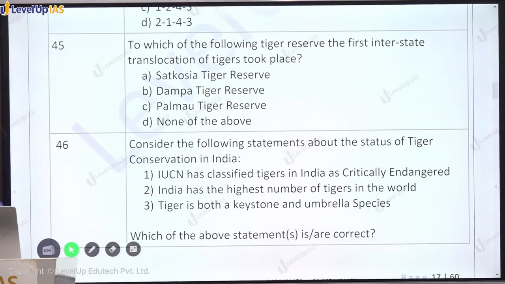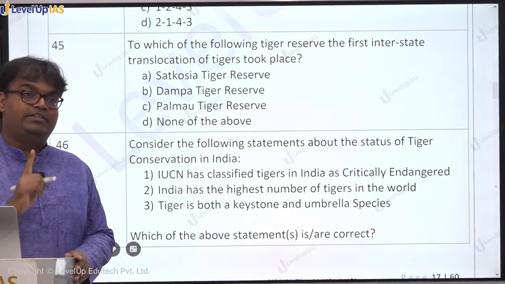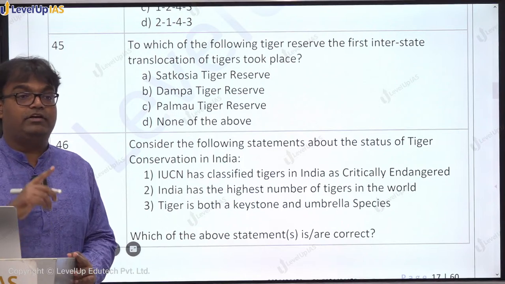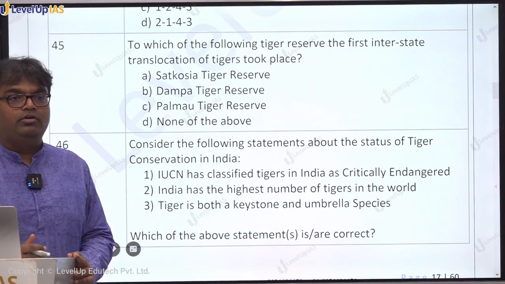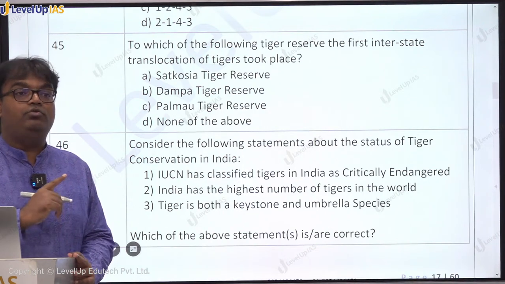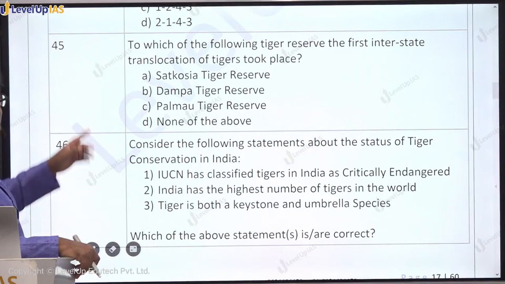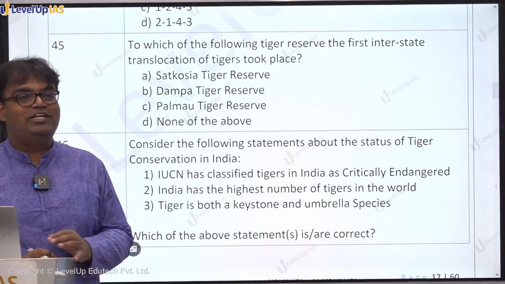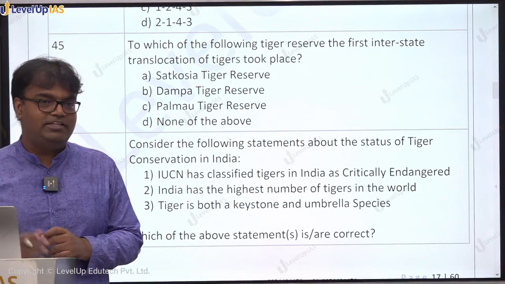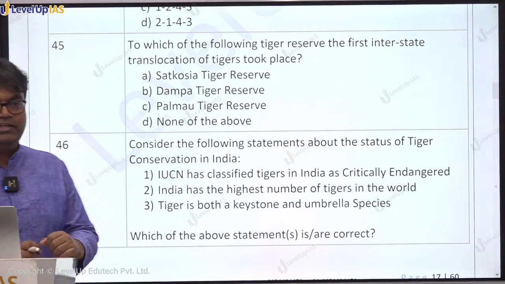45. To which of the following tiger reserves did the first interstate translocation of tigers take place? It took place in Satkoshia. The translocations before Satkoshia were within the state, like Ranthambore to Sariska, and in Madhya Pradesh, tigers were brought to Panna from other tiger reserves in Madhya Pradesh. But this one took place from Madhya Pradesh to Odisha, and thus it was interstate. 45 is A. But now Satkoshia does not have any tiger. This translocation was a failure. In the end, one tigress survived, and we brought her back to Madhya Pradesh too. Did we get it? Okay.